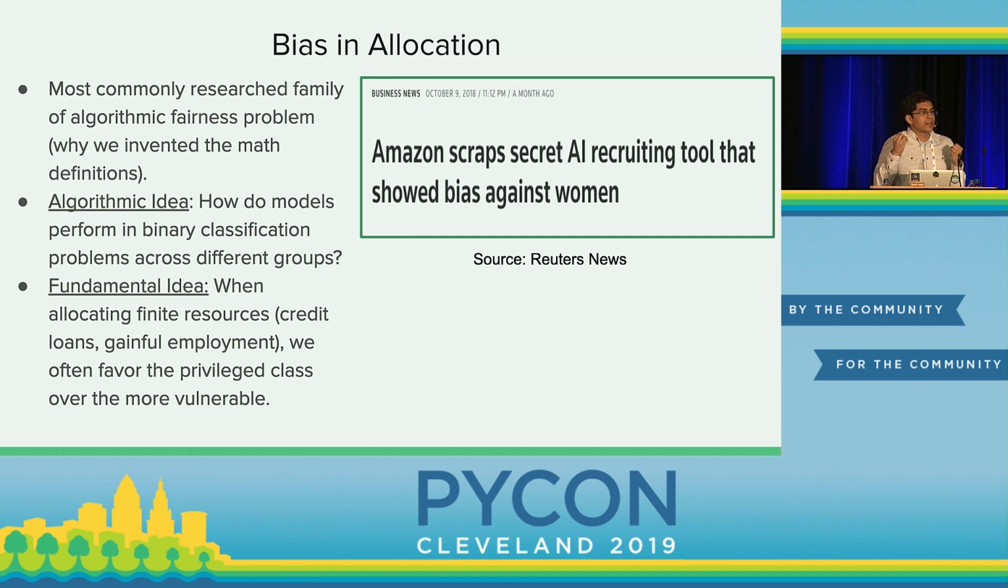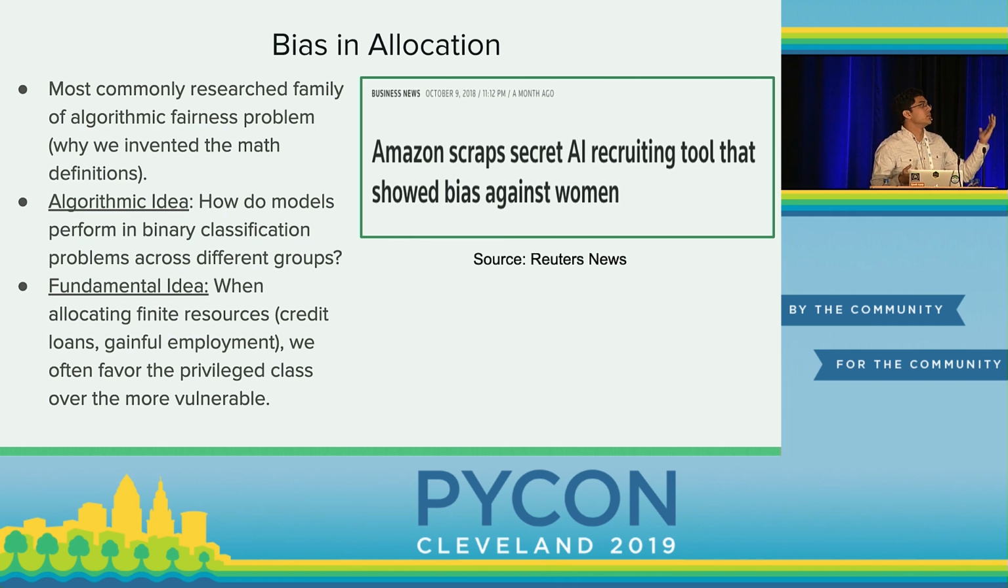And these are really just binary classification problems, like, do men get software engineering jobs more than women? Do whites get credit loans more than non-whites? This is a binary yes or no. And this is really what most of the research has been on, because it's easy to formalize as a mathematics problem and easy to solve.